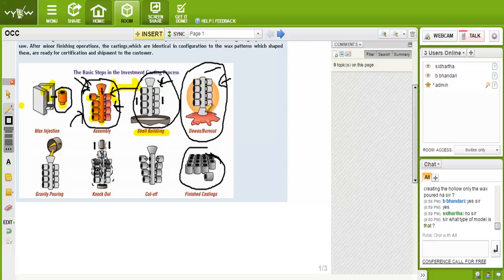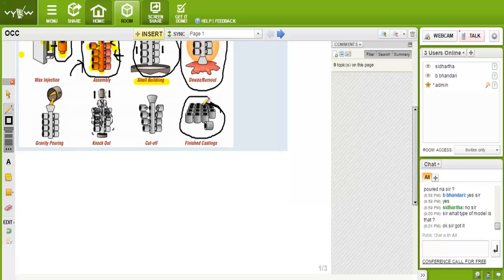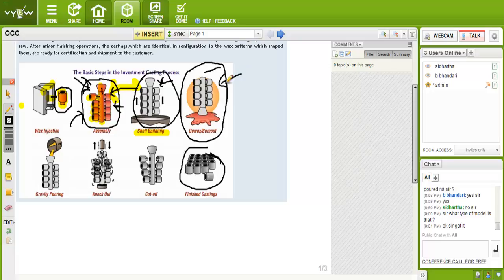Then what happened? The outer surface made by the ceramic is all that is left, because the wax has come out, and because of that, a hollow is created inside the ceramic structure. Is it clear or not? Now it is your permanent mold.